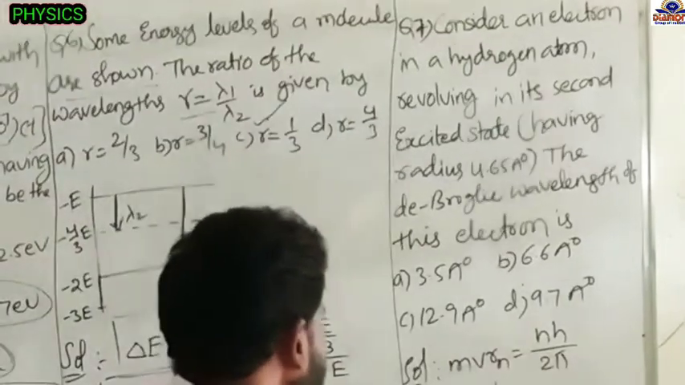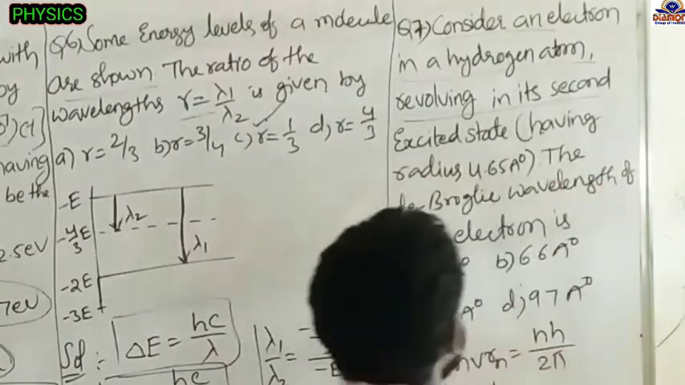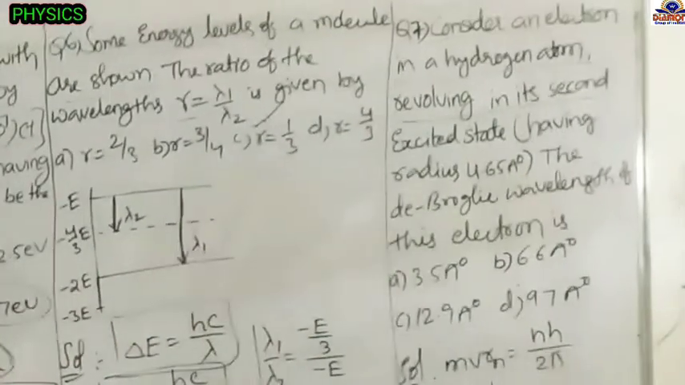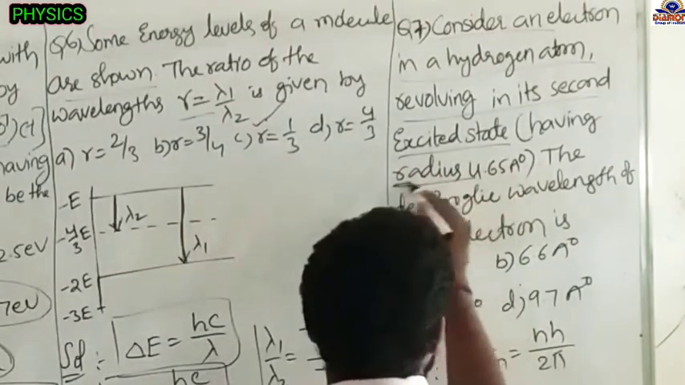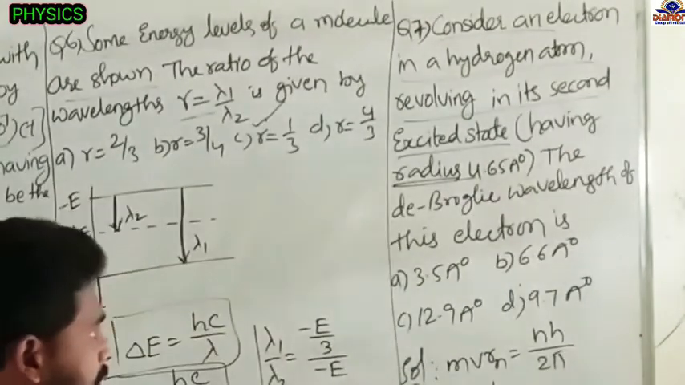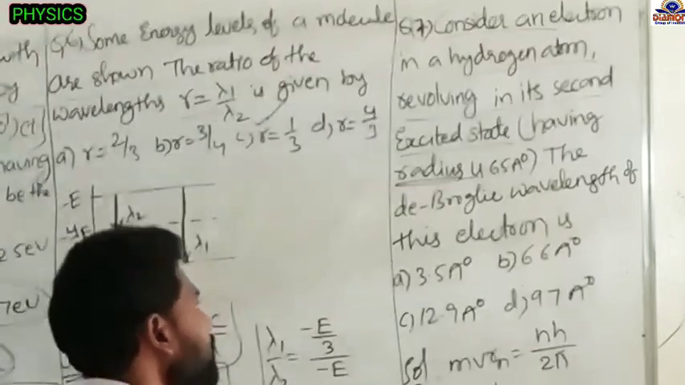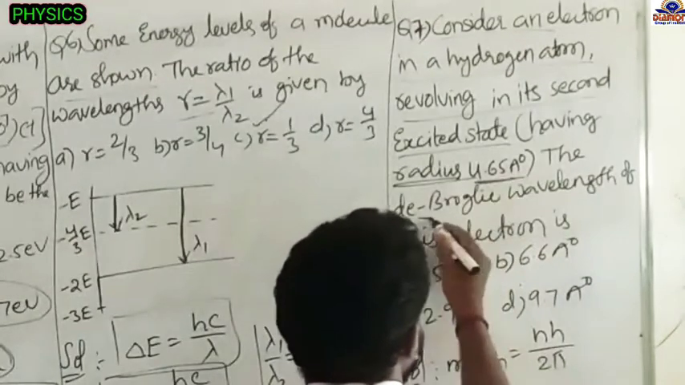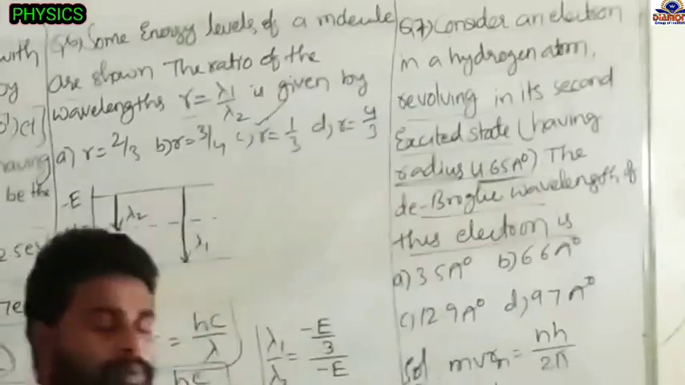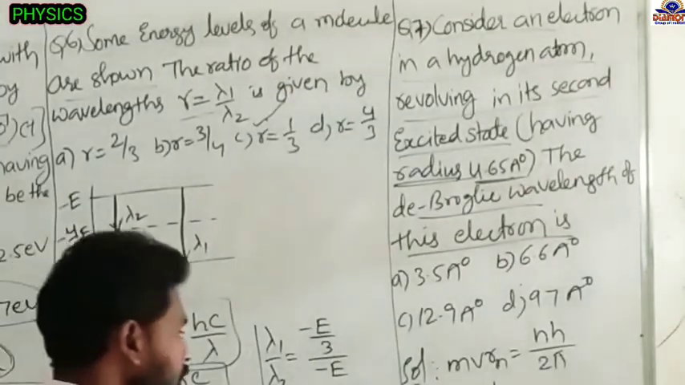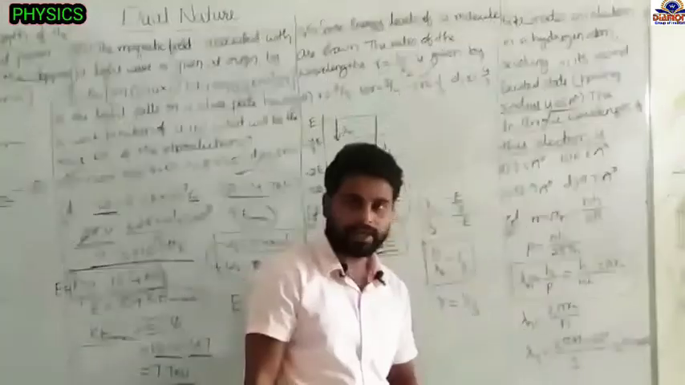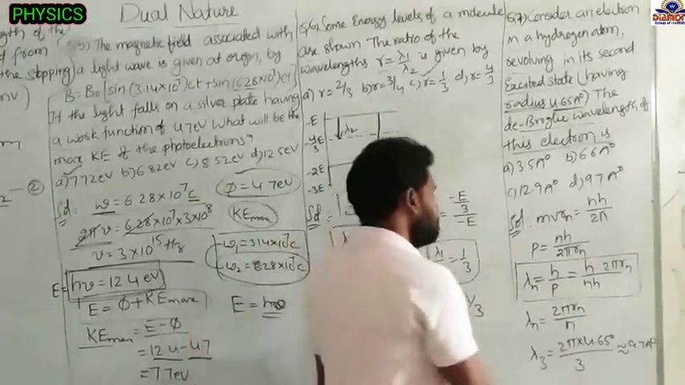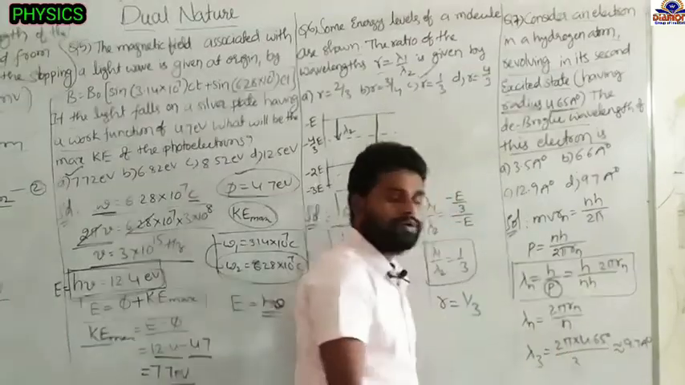Next, the seventh question. Consider an electron in a hydrogen atom revolving in its second excited state, which means n equals 3, and having radius 4.65 angstroms. We have to find the de Broglie wavelength of this electron. The de Broglie wavelength formula is lambda equals h by p, so we have to find the momentum of the electron.